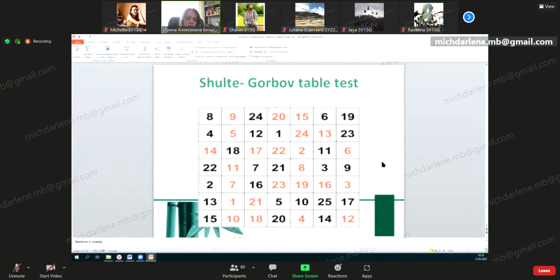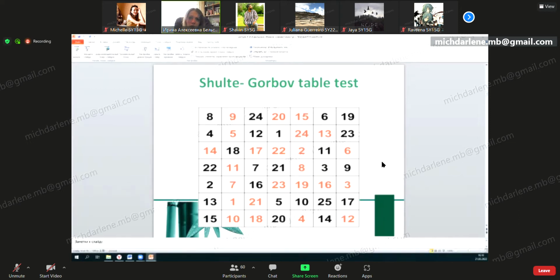This table is approximately 25 by 25 centimeters, divided into 49 checks. In the checks of this table, there are figures of two colors, black and red. They are printed randomly, and during this test the patient is instructed to find, show, and call the figures of those ranges parallelly.